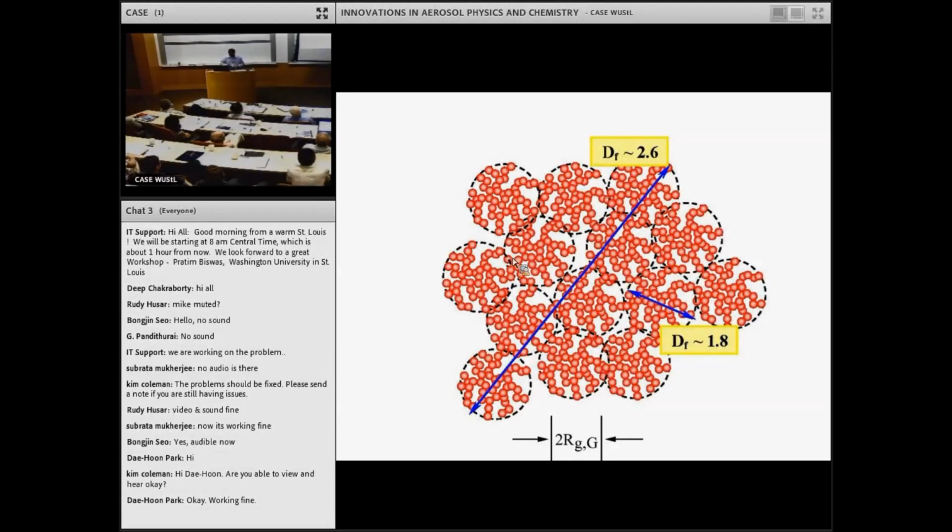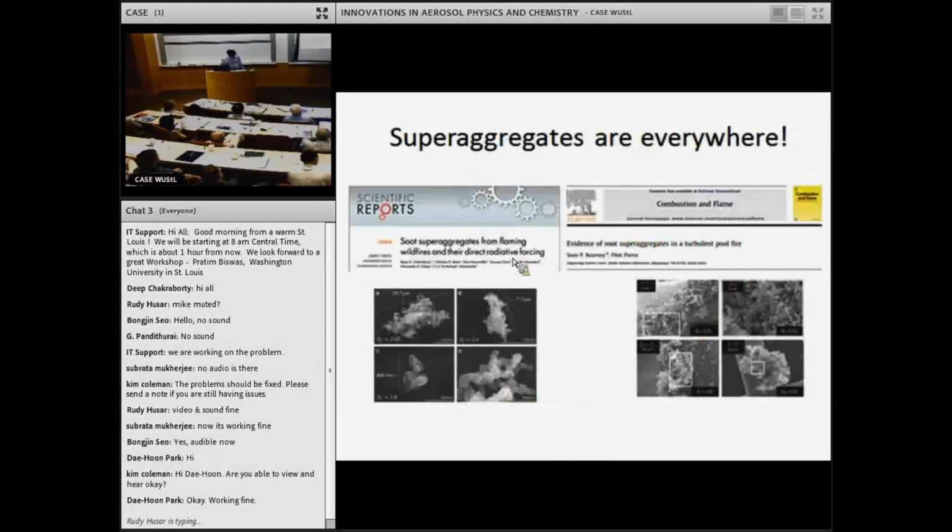So the picture was pretty robust, except that it was seen in Kansas State, it was modeled in Kansas State, and that was that, right? You need other people to confirm it for you, and this is how your fame spreads. And so then in the next few years we figured out that super aggregates are everywhere. It's not just in Kansas. They're everywhere.